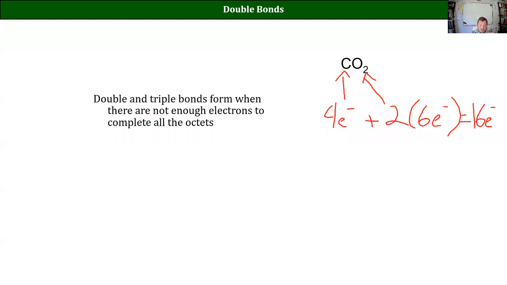So if we go through our process of drawing a Lewis dot structure, which again, we start by putting the atom with the most vacancies in the middle, put the other atoms on either side of it, and then start distributing electrons. We know there has to be at least one bond from the carbon to each oxygen. So we just used 4 electrons, right? So now we only have 12 electrons left.